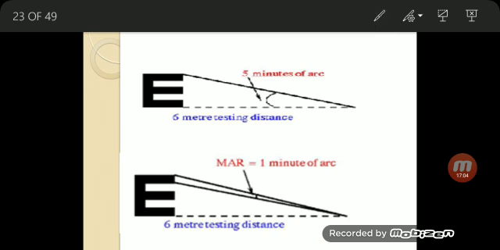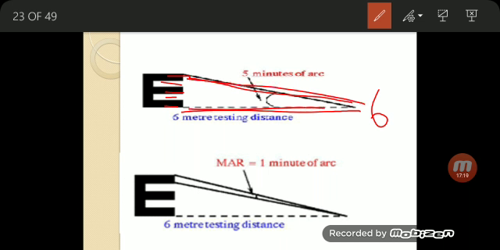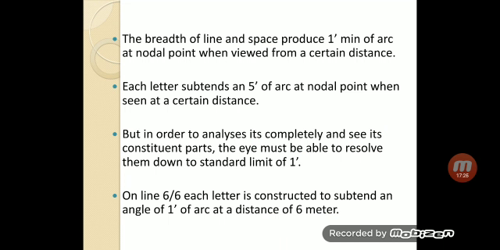See, this is black, white, black, white, black. So each angle it subtends is 5 minutes. So if a person is standing at a 6-meter distance from the letter, this subtends an angle of 5 minutes of arc. The minimum angle of resolution is 1 minute of arc. So the breadth of the line and space produce 1 minute of arc at the nodal point when viewed from a certain distance. Each letter subtends 5 minutes of arc at the nodal point when seen at a certain distance.